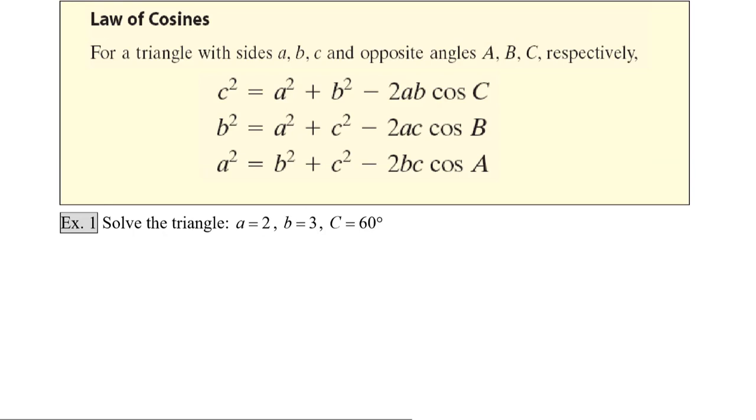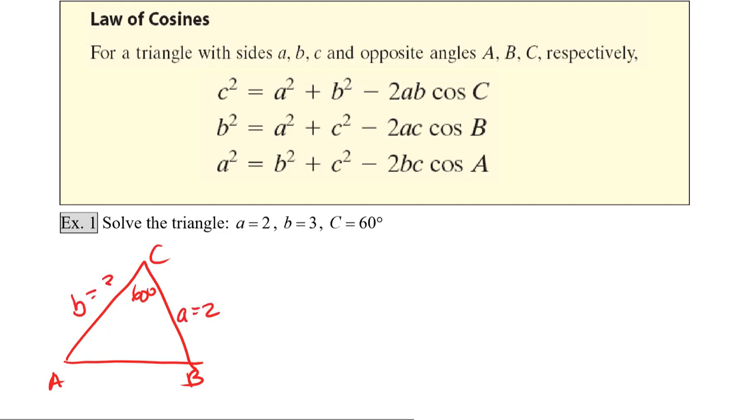Example 1. Solve the triangle A equals 2, B equals 3, and C equals 60 degrees. It's always a good idea to sketch the triangle before you start. So I'll say this is A, this is B, and this is C. We know that C is 60 degrees, A is equal to 2, and B is equal to 3, and we have a missing side C. So you can see that this is a side angle side situation. So we'll use the law of cosines.